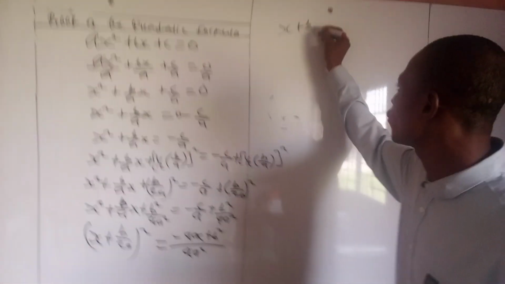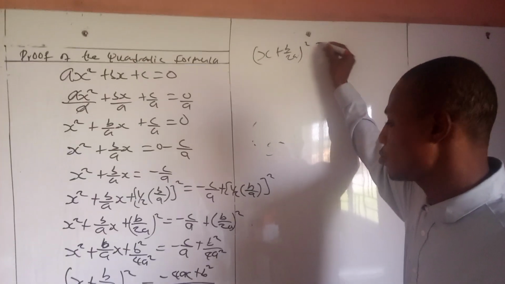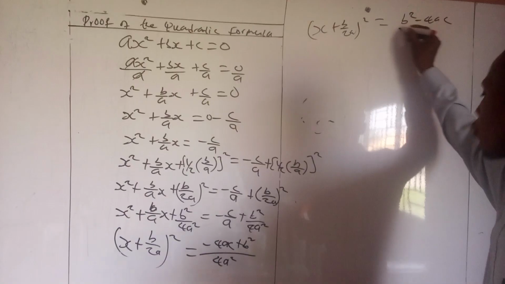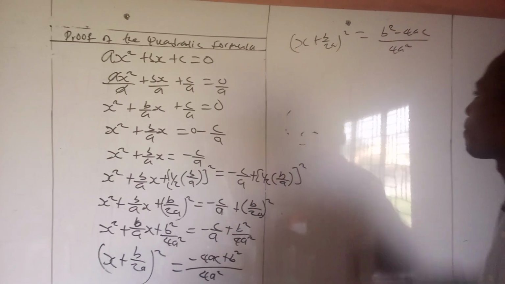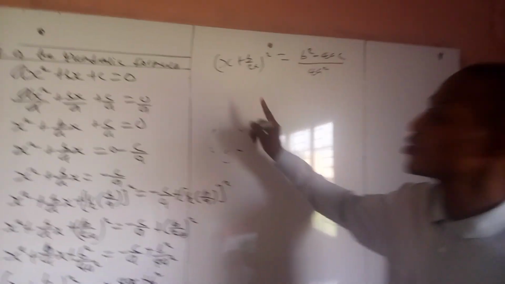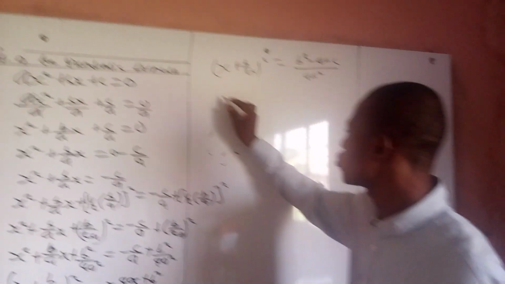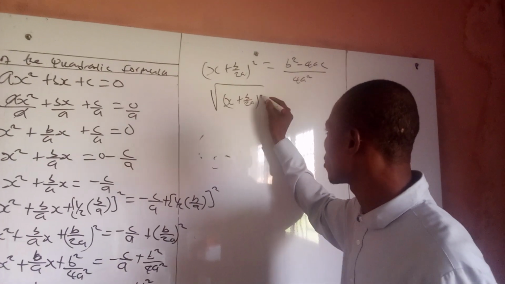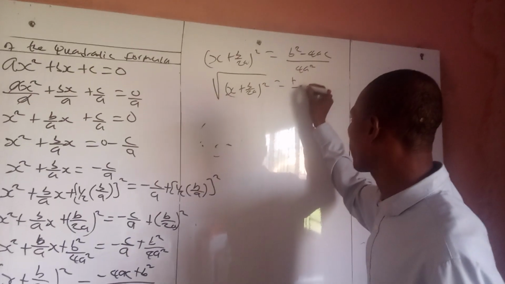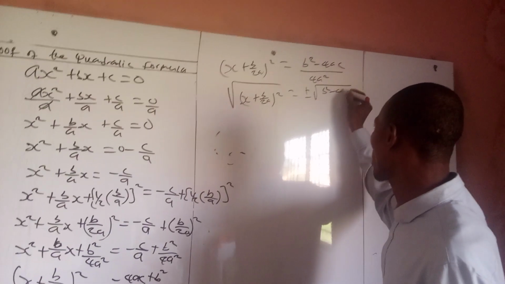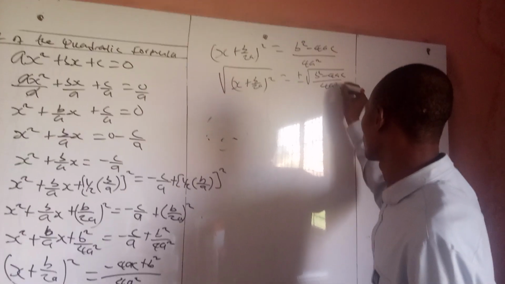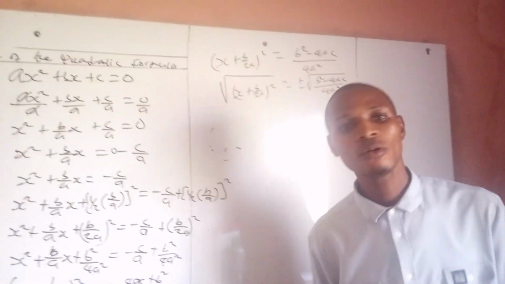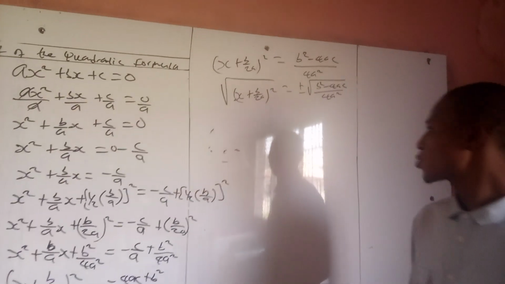So x plus b over 2a all squared is equal to b squared minus 4ac over 4a squared. The next thing is to take the square root of both sides to eliminate this square. Remember, if you take the square root, the square root of a number is always plus or minus. The square root of 4 is plus or minus 2, because plus 2 times plus 2 is 4, and minus 2 times minus 2 is 4.